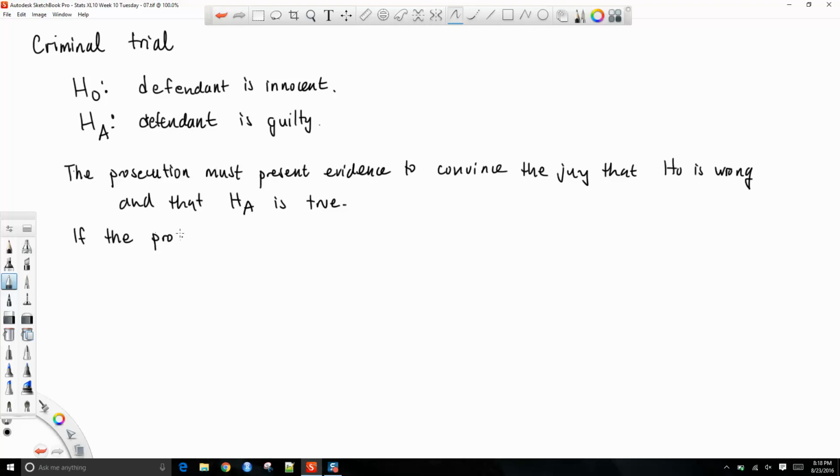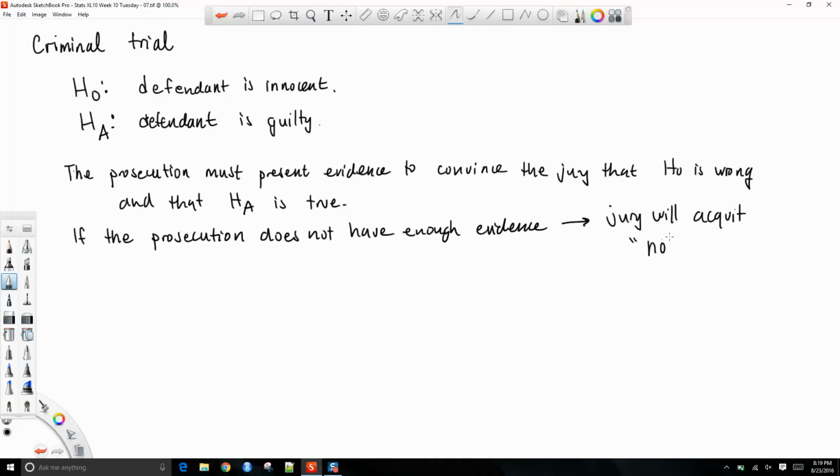So yeah, if the prosecution does not have enough evidence, then the jury will acquit, which means they say not guilty. Okay? Notice the jury never says we, the jury, find the defendant innocent. The jury always says not guilty. In the same way, we never say we accept the null. We just say we do not reject the null. Does that make sense?